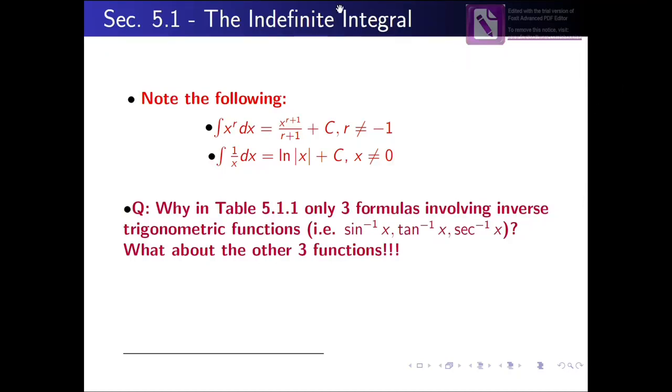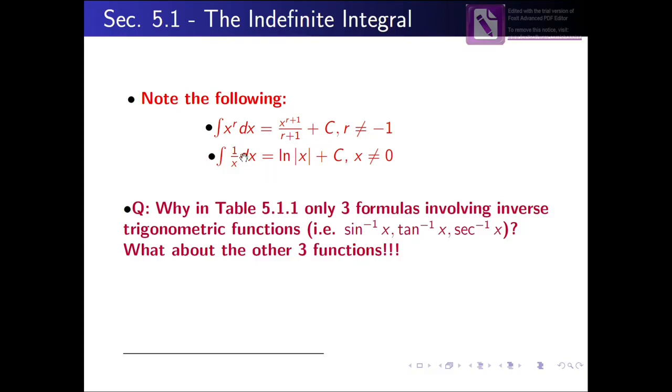Also note that the integration of x power r dx will be x power r plus 1 over r plus 1. So we add 1 to the power and then we divide by the new power r plus 1, plus the constant c, where r is not equal to minus 1. What is the integration if r is equal to minus 1?